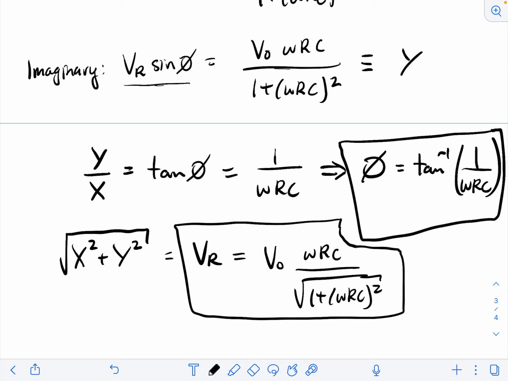And so this circuit that we analyzed is a high-pass filter. It attenuates signals at low frequencies and passes them at high frequencies.